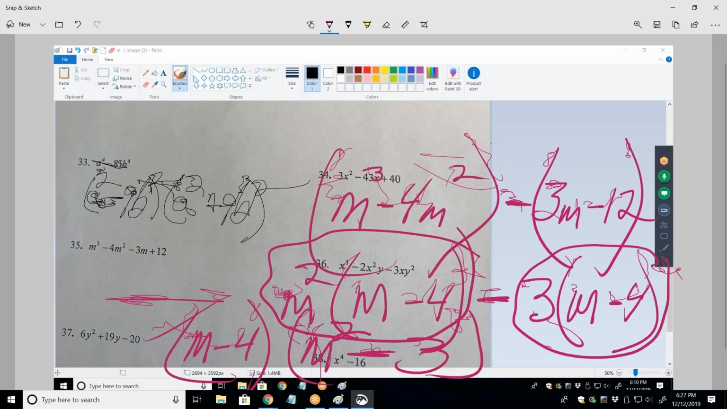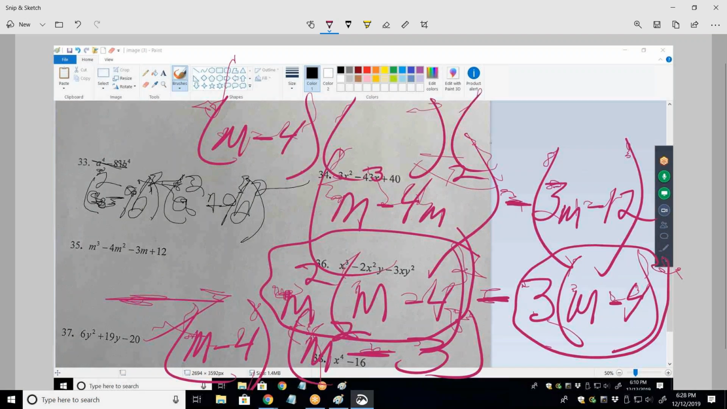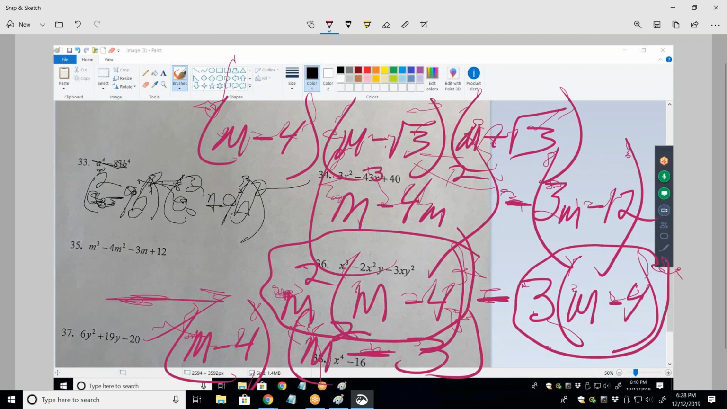Now, I can't factor the second part because that's not really the difference of perfect squares. It's close. M squared is a perfect square, but 3 is not a perfect square number. However, I'm not sure what your teacher has taught you. It doesn't actually have to be difference of perfect squares. It's still factorable. It factors to m minus square root of 3 times m plus square root of 3. So even when it's not difference of perfect squares, you can still apply that factoring rule.